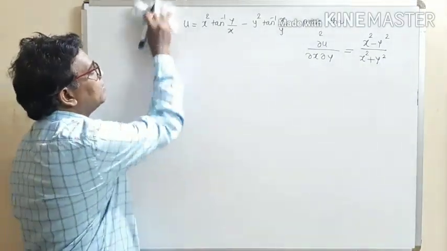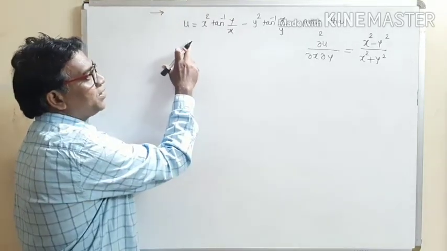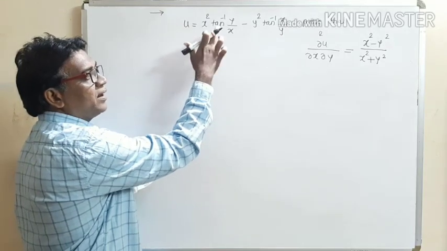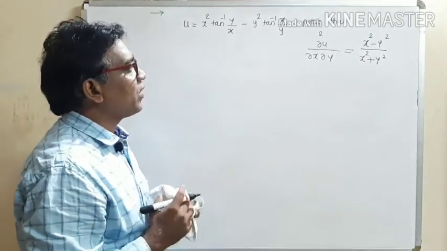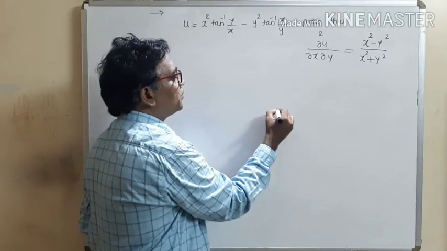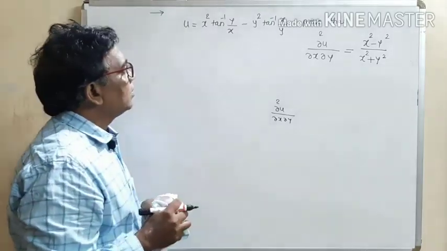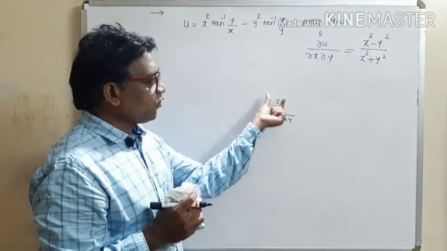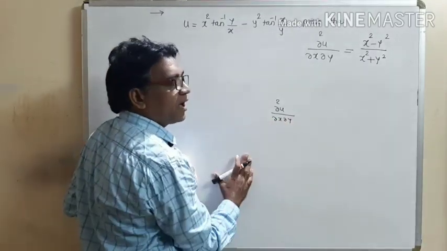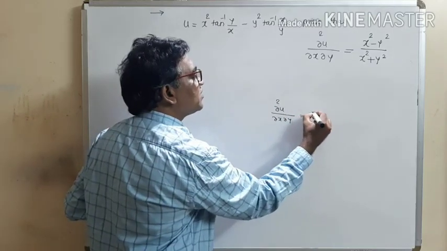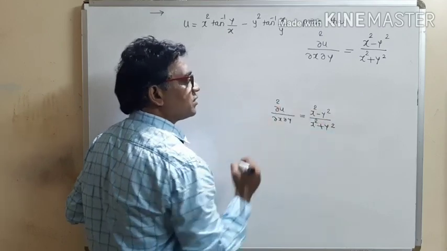Now see what is this example, what is given. If u is equal to x² tan⁻¹(y/x) minus y² tan⁻¹(x/y), then we want to find out this value ∂²u/∂x∂y. U is given and we want to find out this second order partial derivative, ∂²u/∂x∂y, and we have to prove this value is equal to (x² minus y²) divided by (x² plus y²).